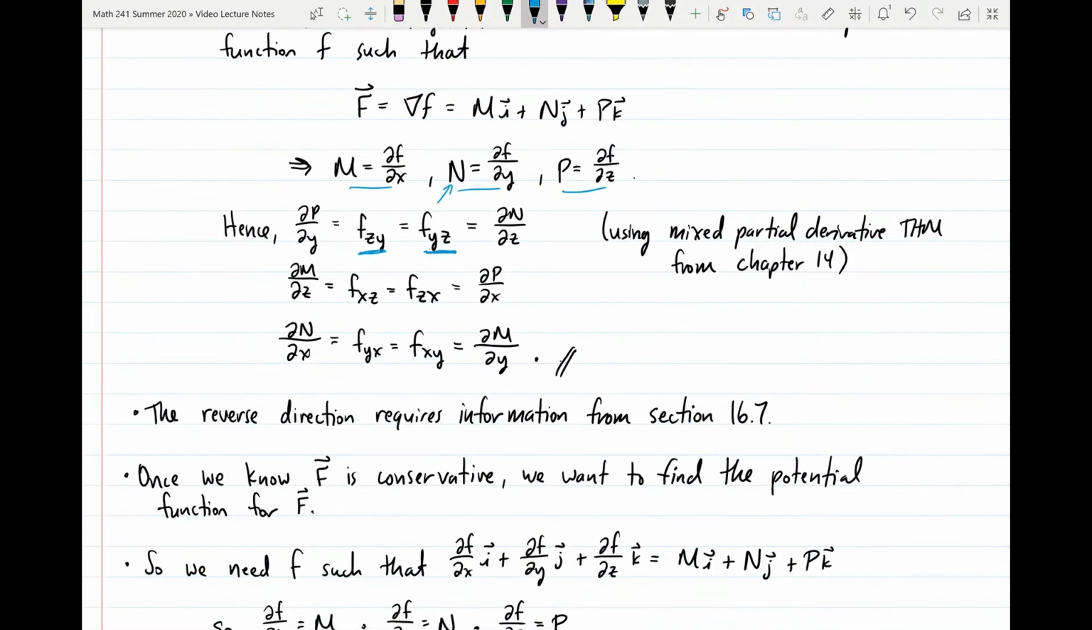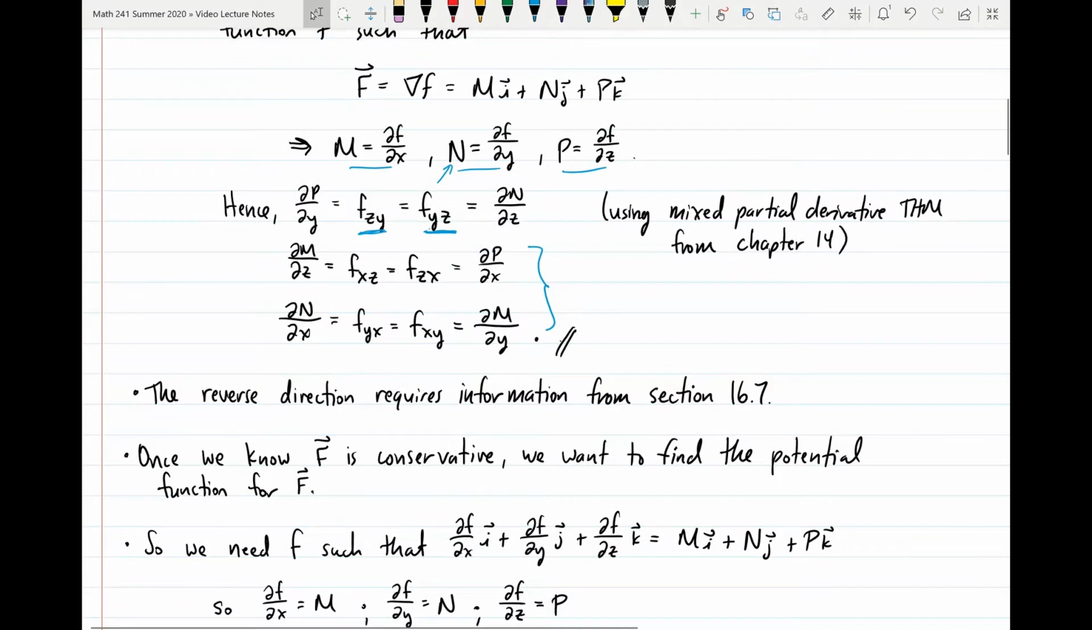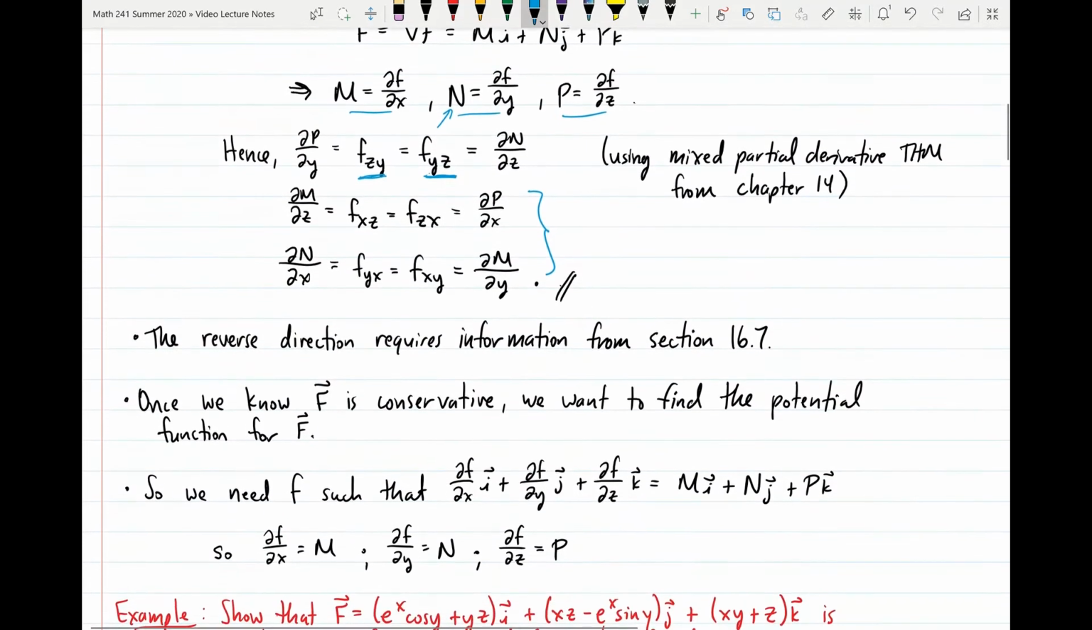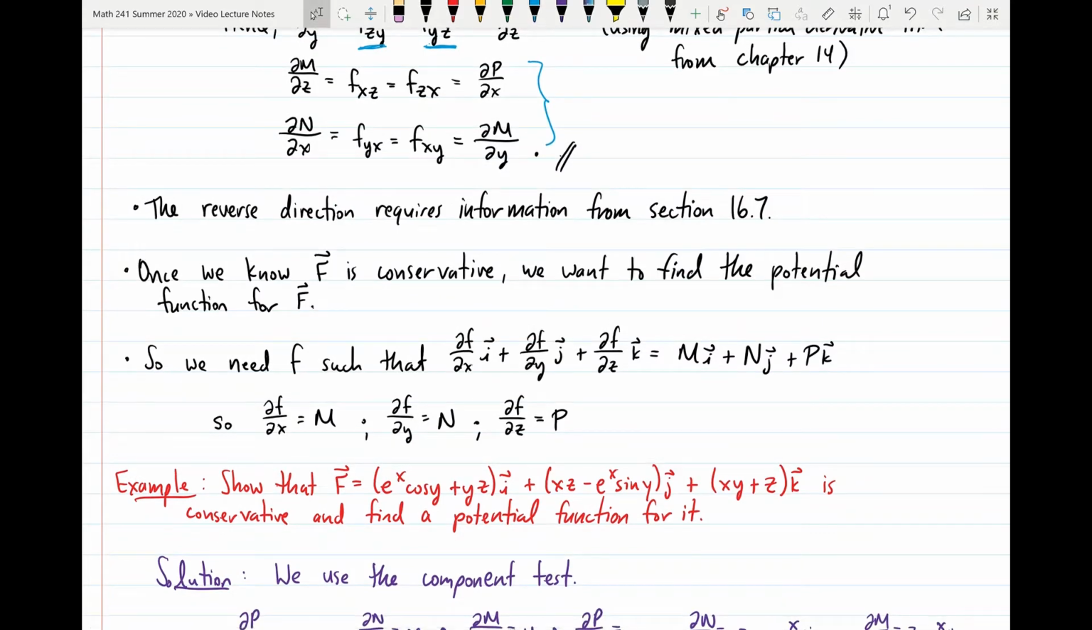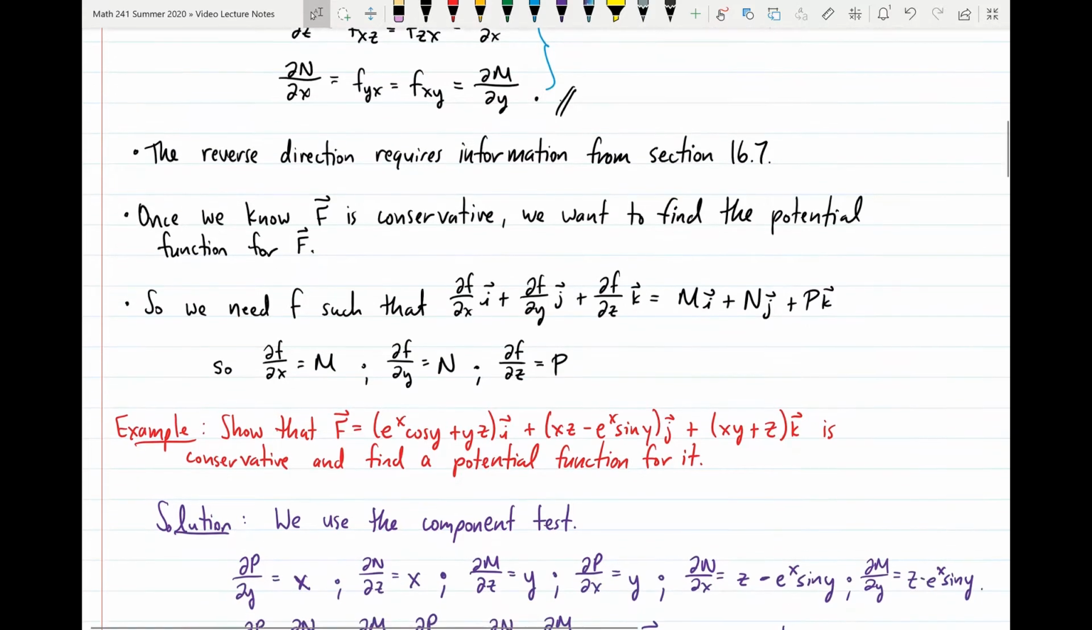And I won't go through the other two here because they're very similar to the discussion that we just had about the partial derivative of p with respect to y and the partial derivative of n with respect to z. If you want to, you can look at these other two equations here and verify that that is the case for yourself. And again, the reverse direction requires some information from section 16.7, so I won't cover it here, but it is in fact the case that the reverse direction is true, and that will allow us to determine whether f is conservative or not relatively quickly.